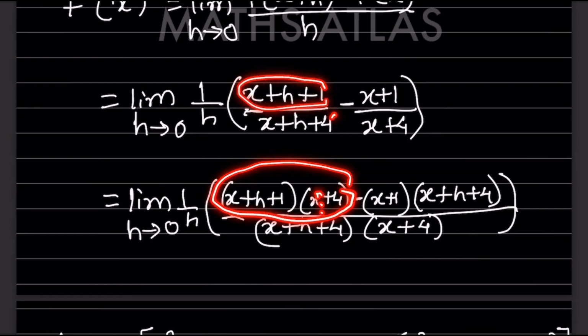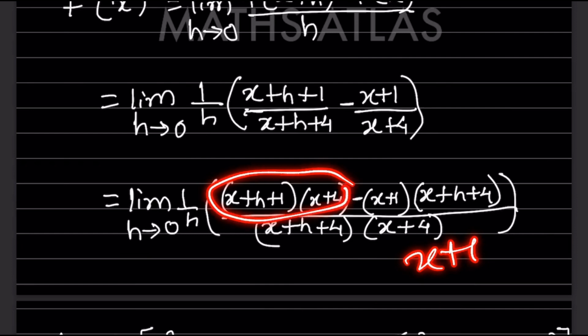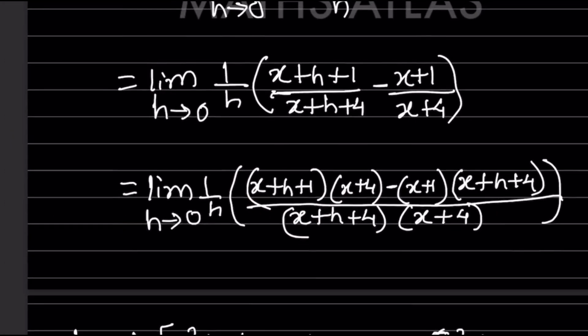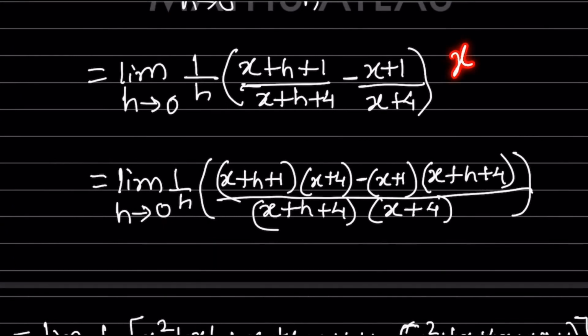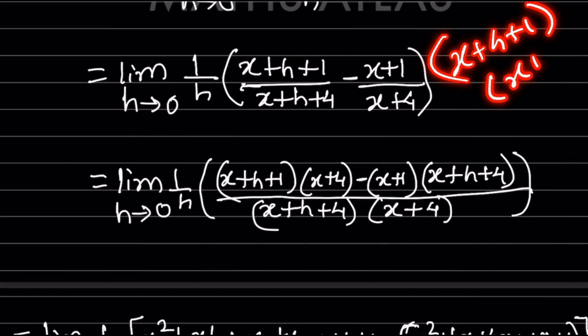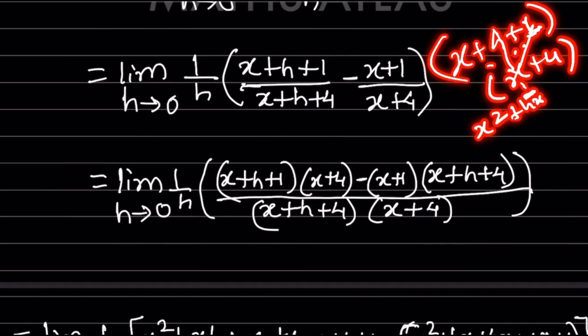So let us expand this one. You can do it any way. For this part I'm talking about, x plus h plus 1 into x plus 4. So first thing you are going to take this x and multiply by this whole part. So what is that going to be? X square plus hx, or xh we can write, plus x. Then what will you write now? This is done. Now you will take 4. Same, this whole thing you are going to multiply by 4.